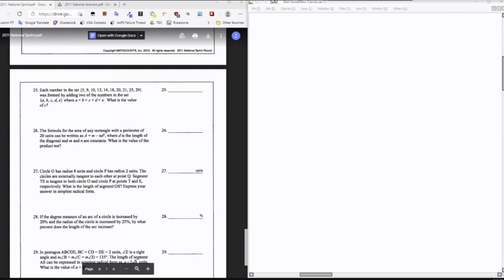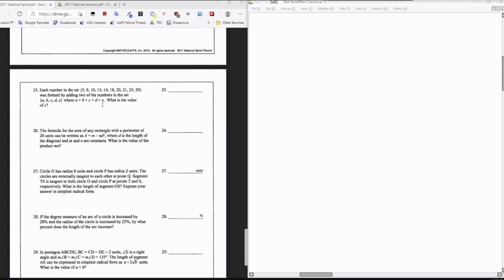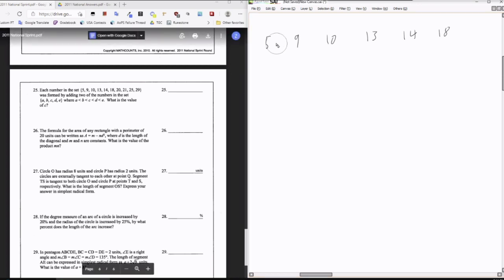Okay. Question 25. Each number in the set 5, 9, 10, 13, 14, 18, 20, 21, 25, 29 was formed by adding two of the numbers in the set A, B, C, D, E, where A is less than B, less than C, less than D, less than E. What is the value of C? Okay. So we have 5, 9, 10, 13, 14, 18, 20, 21, 25, 29. I should write these smaller.